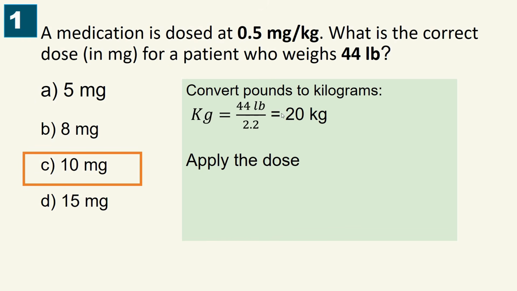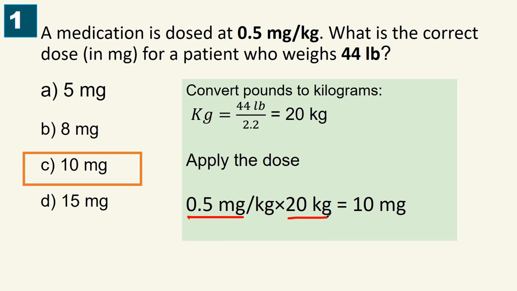The second step is to apply this dose to this body weight. That is 0.5 milligram per kg and 20 kg body weight. That gives you 10 milligram. So therefore, the correct answer is 10 milligram.